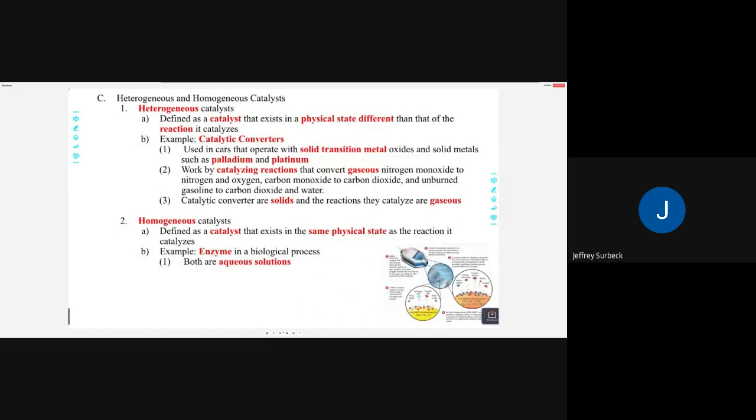So going through this, there are two types of catalysts: a heterogeneous and a homogeneous catalyst. Heterogeneous, the catalyst has a different state of matter than the reaction. So catalytic converters, the picture down here. Sure, you've heard of catalytic converters on your car.